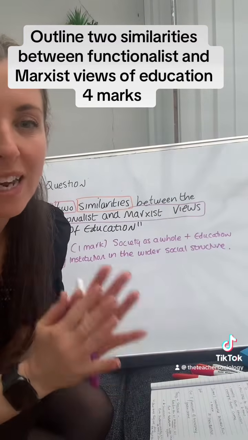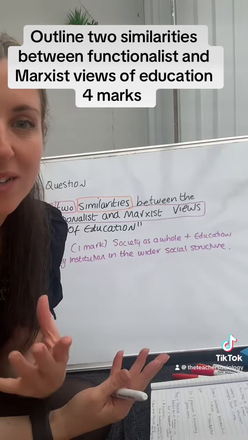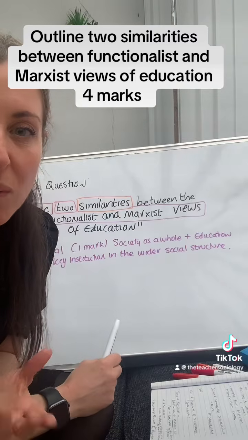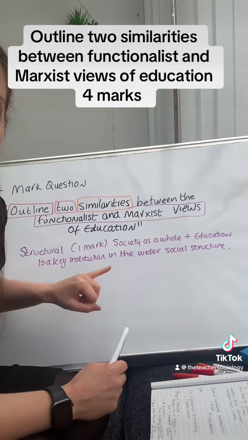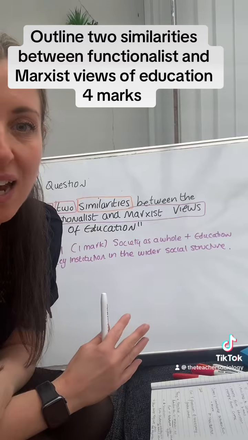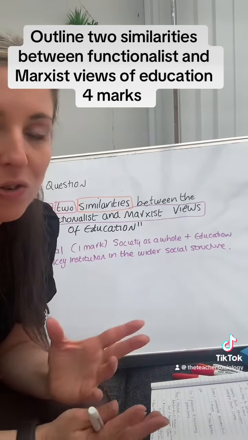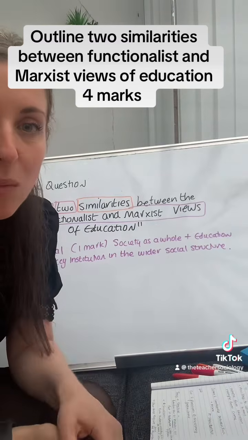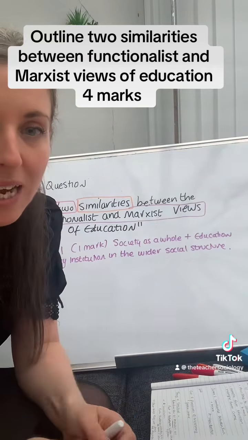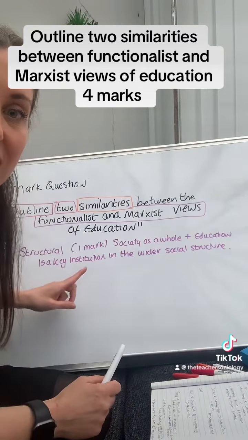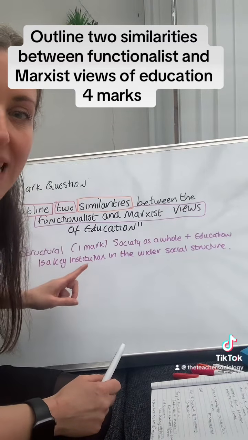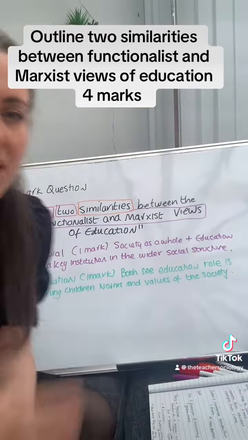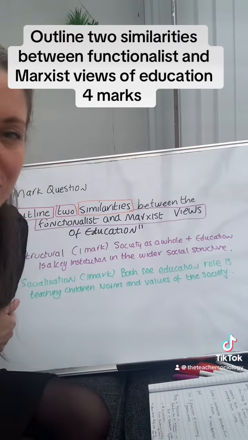So for those that are really familiar with your functionalist and Marxist theories, you will know that they are both structural theories, and that would have got you 1 mark. And to get the 2nd mark, what that means is that they view society as a whole. They look at all the institutions within society, how they fit together in benefiting that society, whether it's part of the organic analogy or whether it's benefiting capitalism. But what they both agree on is that they do see education as one of the key institutions, part of that wider social system.